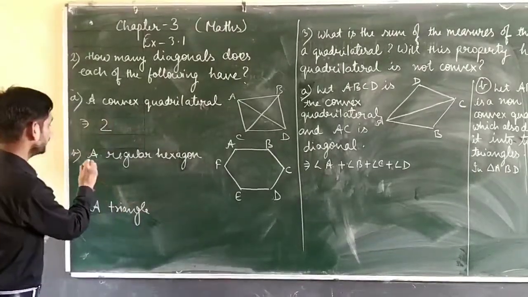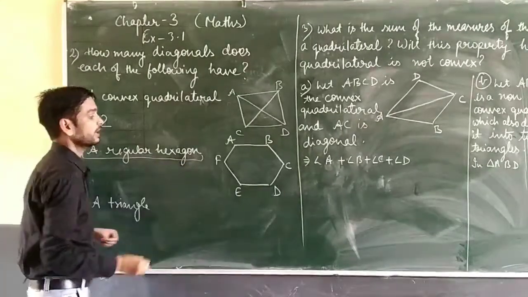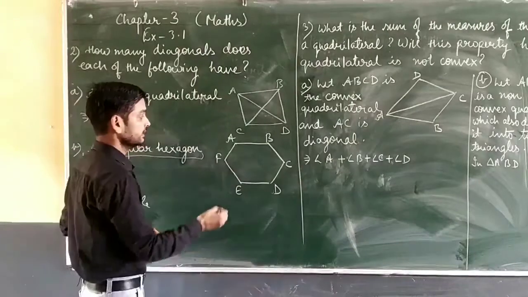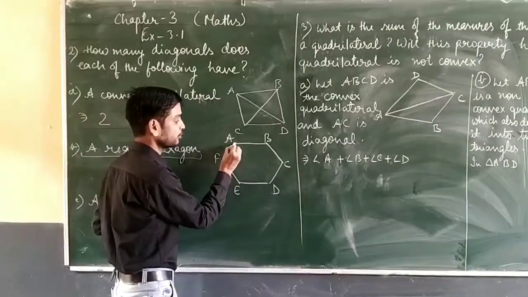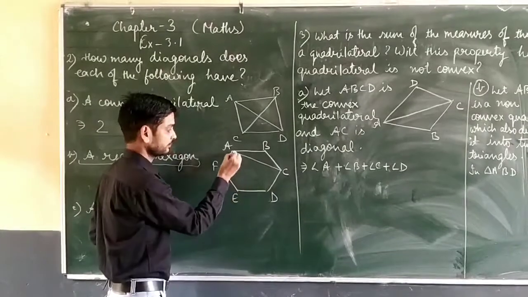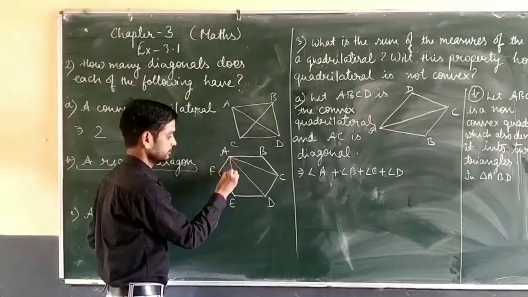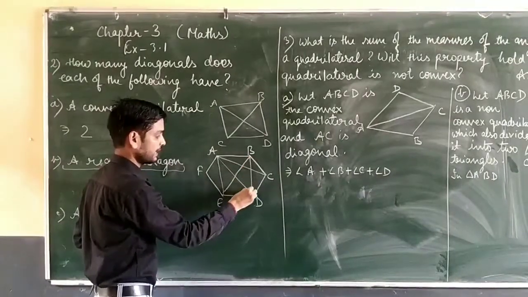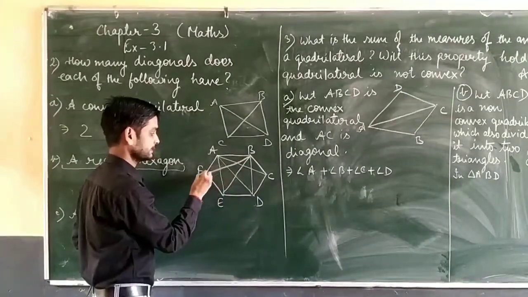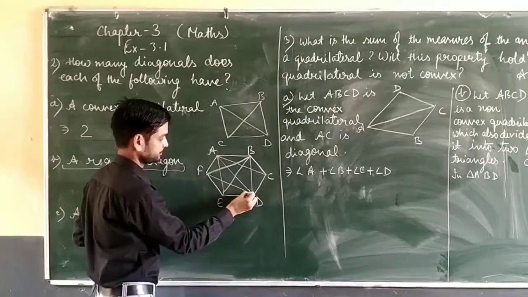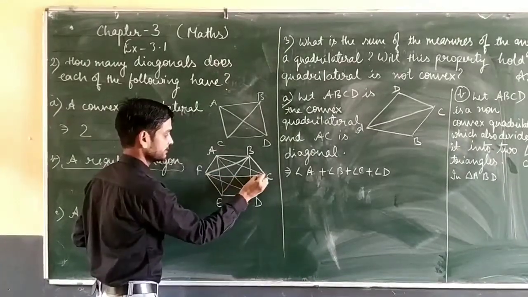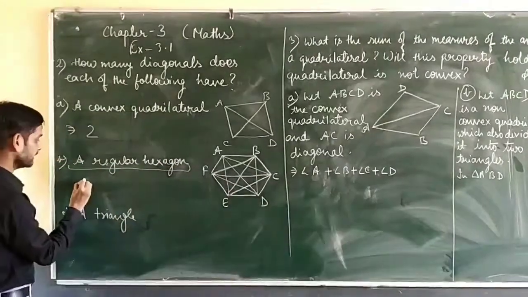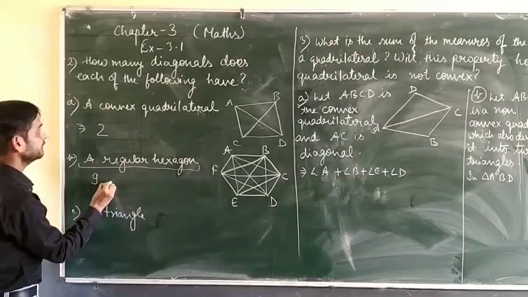Similarly, let's see this question. In this question, you have to find out a regular hexagon. Hexagon, those figures having 6 sides, this is called hexagon. Let's see to make the diagonals. 1, 2, 3, 4, 5, 6, 7, 8 and 9. That means that regular hexagon have 9 diagonals.